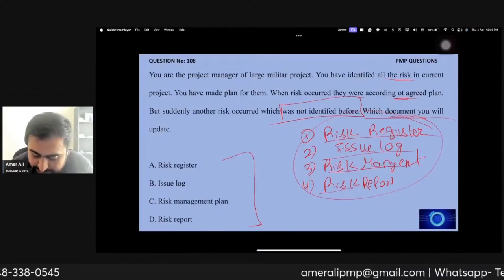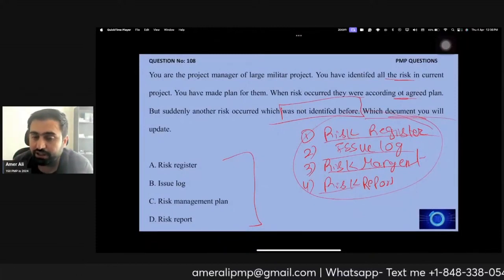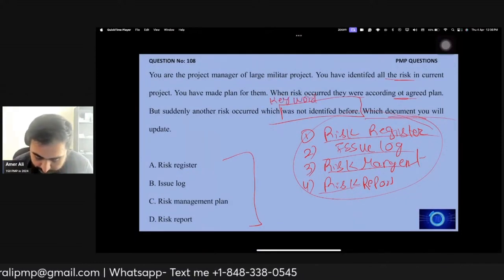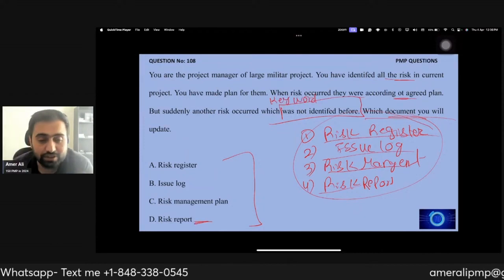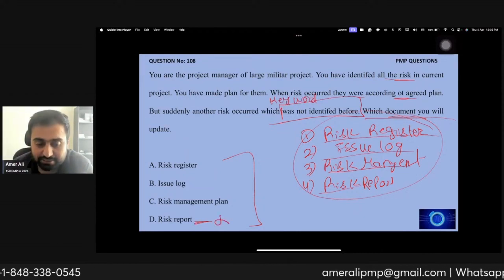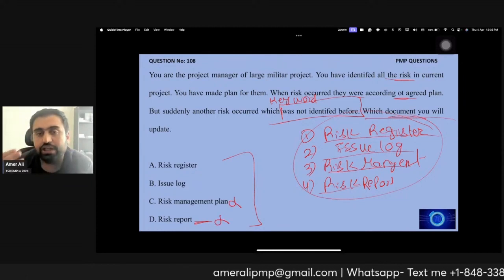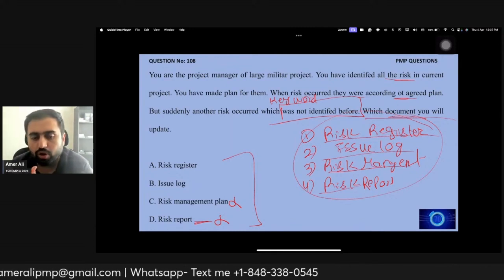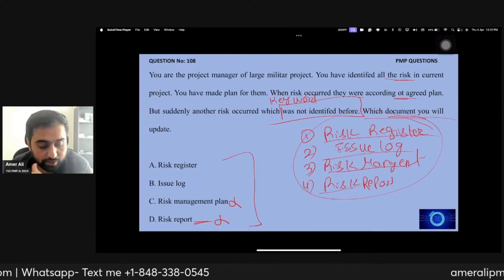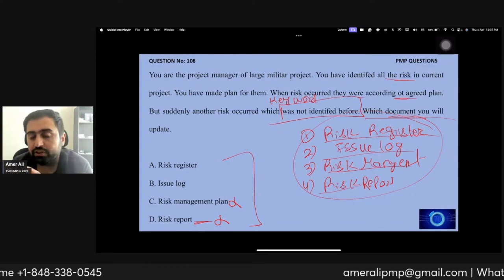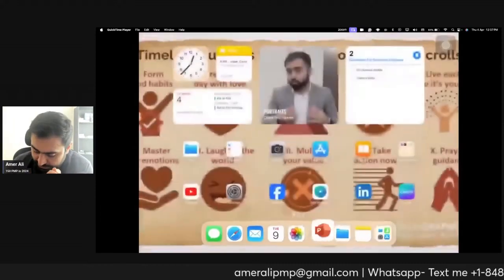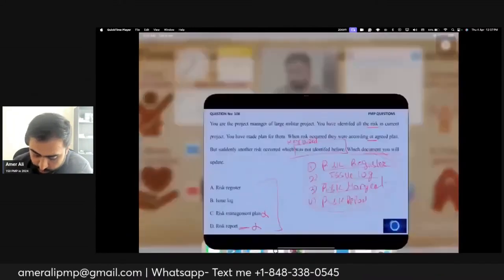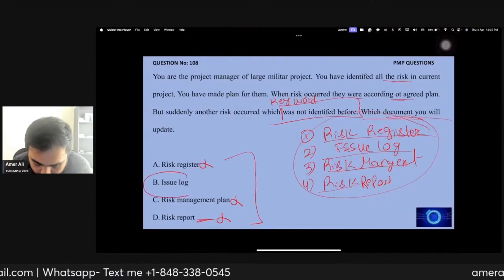The keyword is: the risk was not identified before and it happened. This is a keyword. I know that the risk report has nothing to do with this, and the risk management plan has nothing to do with that. So according to the elimination technique, you eliminated two options. Now we are left with two options. In these two options, if you had a plan, we just discussed this, it would have gone to the risk register. We don't have a plan, so it goes to the issue log.